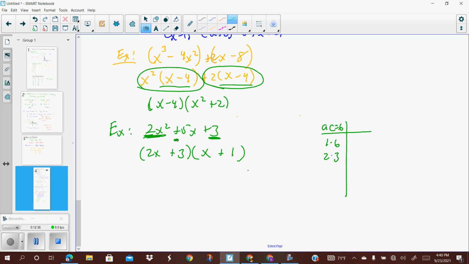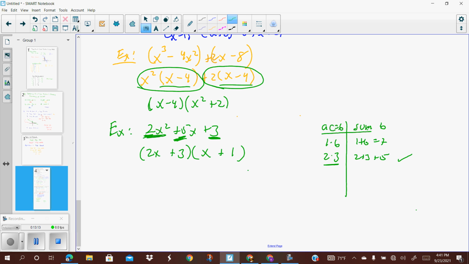On this side over here, we want to do the difference, which is going to be your B term. Well, sorry, not the difference, the sum. I apologize. It is the sum, which is going to give you that B term. The B term is the 5 here. So if I take 1 plus 6, that's 7. That's not going to work. 2 plus 3, that's 5. That one works. So what does this actually give us?